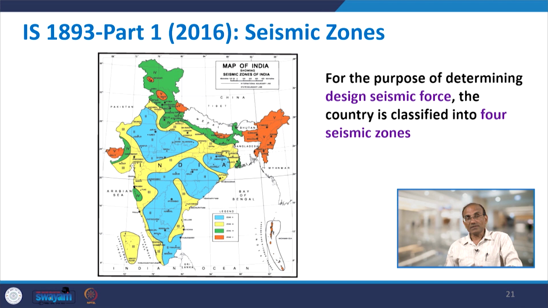Our capital of the country, New Delhi, falls in seismic zone 4, as do the capital of Uttarakhand, Dehradun, the capital of Himachal Pradesh, Shimla, and Chandigarh. Gujarat is interestingly one of the states where zones 5, 4, 3 and 2 are all present. So, this was about seismic zonation of our country.